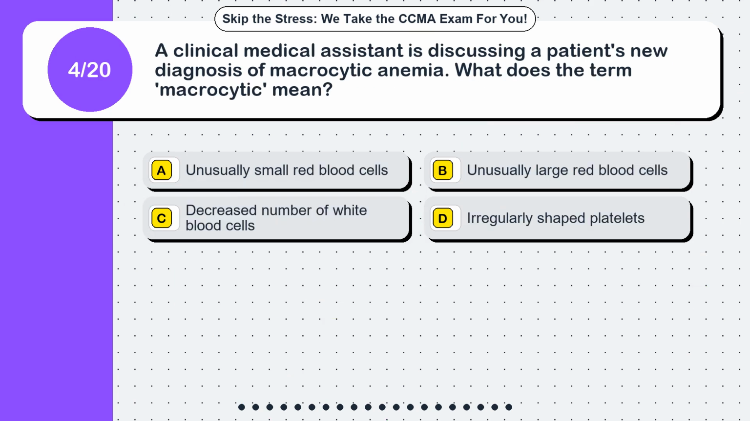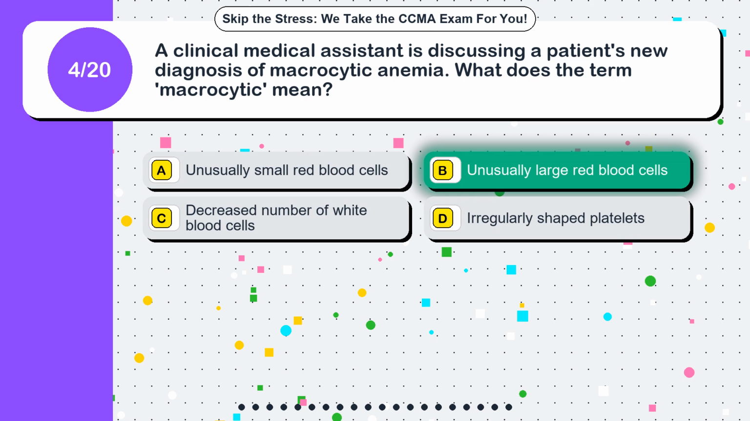Question 4. A clinical medical assistant is discussing a patient's new diagnosis of macrocytic anemia. What does the term macrocytic mean? Option A, unusually small red blood cells. Option B, unusually large red blood cells. Option C, decreased number of white blood cells. Option D, irregularly shaped platelets. The correct answer is option B, unusually large red blood cells.